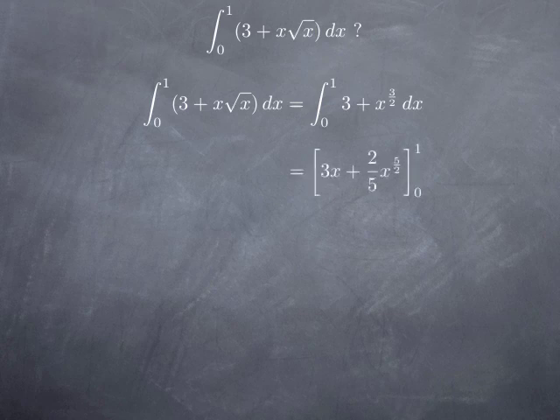Antiderivative of 3 is 3x, and of x to the 3/2 is x to the 3/2 plus 1, which is 3/2 plus 2/2, 5/2, divided by 5/2. In other words, 2/5 of x to the 5/2. I need to evaluate this antiderivative function between 1 and 0, so I plug x equals 1, I get 3 plus 2/5, I plug x equals 0, I get 0, and I take the difference. So in this case we get 15 plus 2, 17/5.